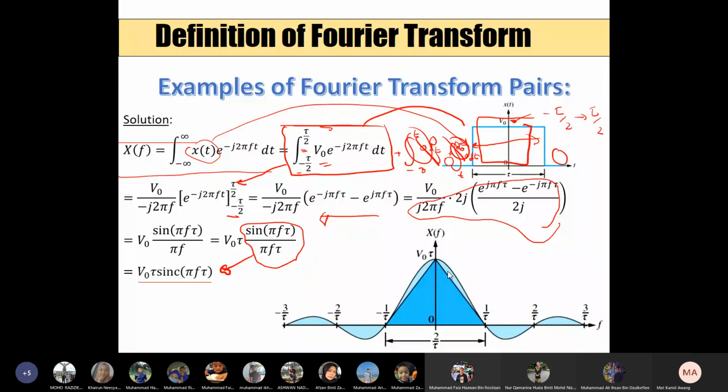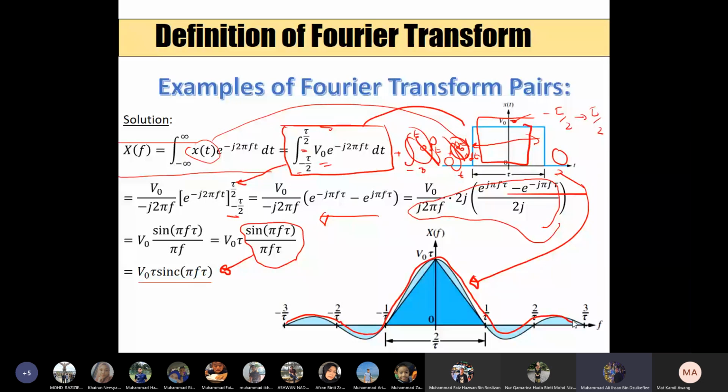Okay. So basically the Fourier transform of a rectangular waveform like this becomes this sinc function. This is the sinc function. It's a sinc function.